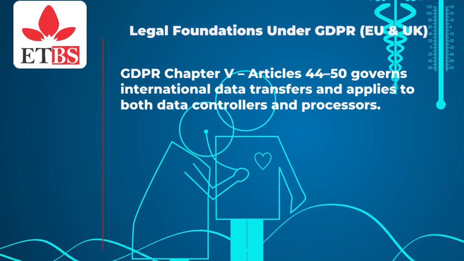2. Legal foundations under GDPR, EU and UK. GDPR Chapter 5, Articles 44 to 50 governs international data transfers and applies to both data controllers and processors. Legal options for transfers. Adequacy decisions, Article 45, permits transfer to countries deemed to have adequate protection, e.g. Canada, Japan, Israel, UK post-Brexit, Switzerland. No need for additional safeguards.